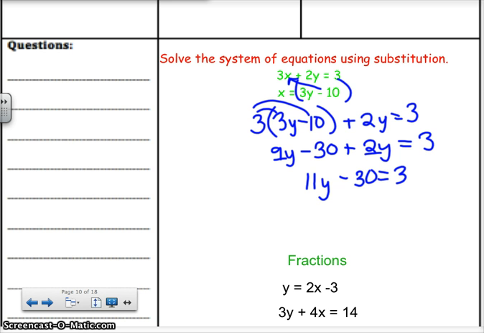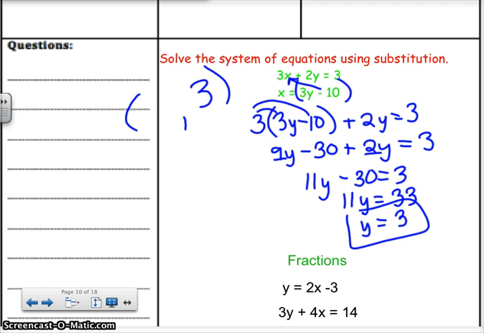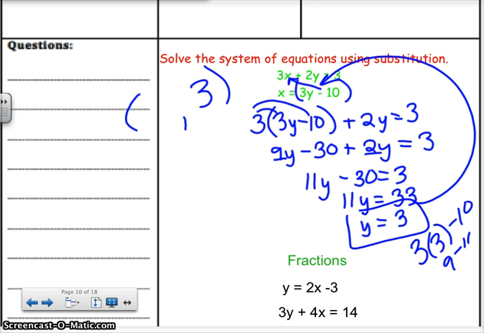Add 30. 11y equals 33. Divide by 11. Y is 3. Halfway there. Box this, and you get x equals 3 times 3 minus 10. 9 minus 10, negative 1.